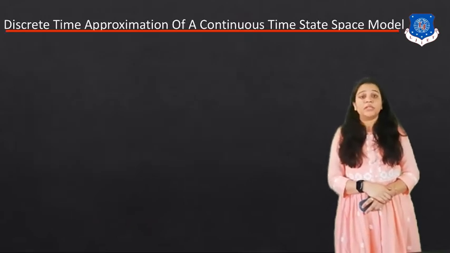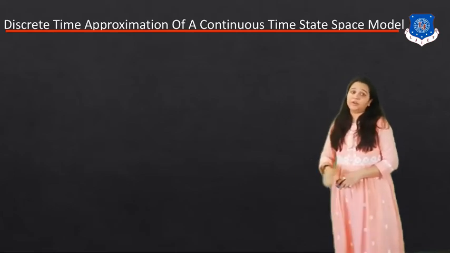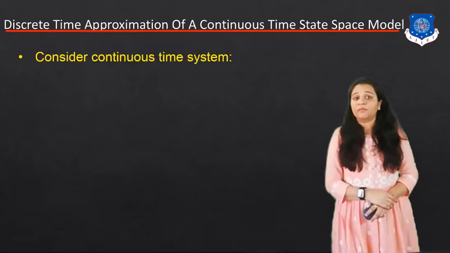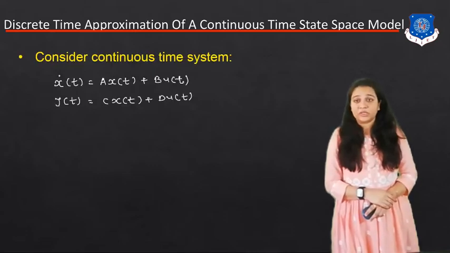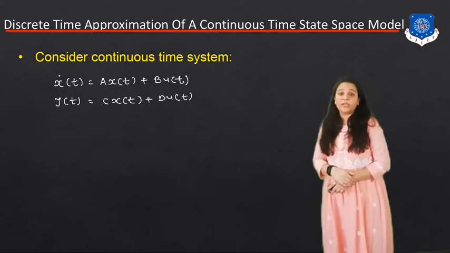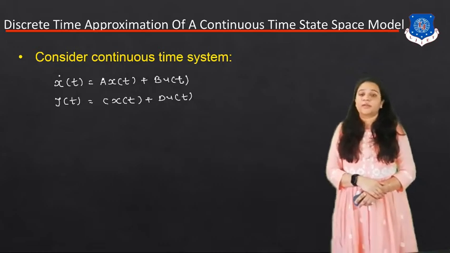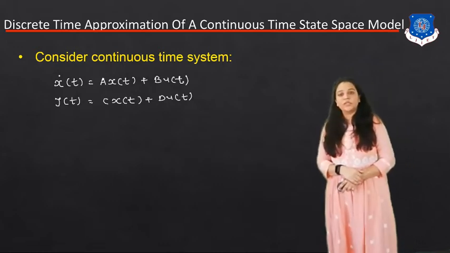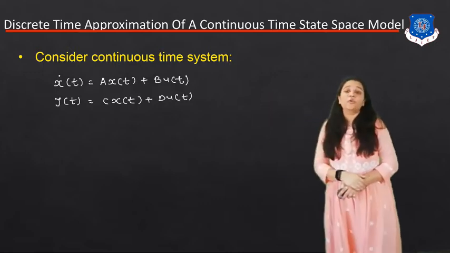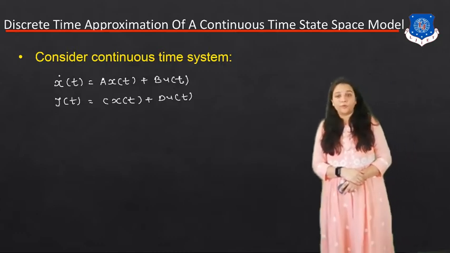So, what is the equation for the discrete time approximation of a continuous time state space model? First of all, we have to take the equation of the continuous time system, which is x dot of t equal to A x of t plus B u of t, and y of t equal to C x of t plus D u of t, where x dot of t is our state equation and y of t is our output equation.